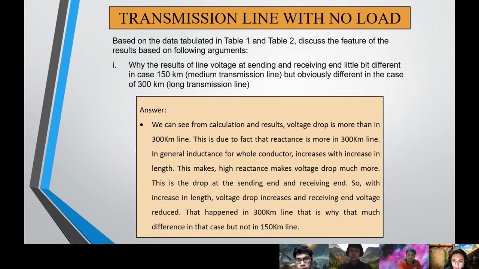This is due to the fact that reactance is more in the 300 km line. In general, inductance for the whole conductor increases with increase in length. This makes high reactance, which makes voltage drop much more. This is the drop between the sending end and receiving end. So, with increase in length, voltage drop increases and receiving end voltage is reduced. That happened in the 300 km line, so that is why there is that much difference in that case, but not in the 150 km line.